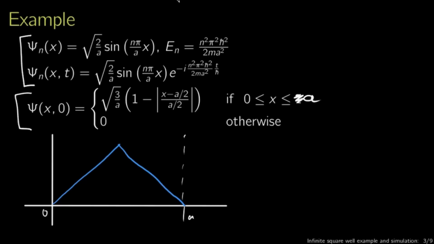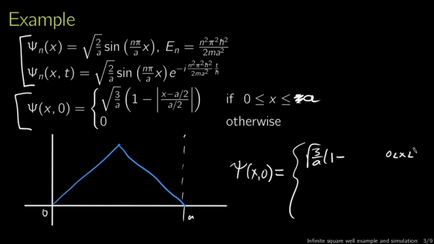One thing that will make this a little easier to work with is getting rid of the absolute values we have here. So let's express psi of x at time t equals 0 as a three-part function. First, we have root 3 over a, 1 minus... Now what we should substitute in here is what we get if, say, 0 is less than x is less than a over 2, the first half interval. In this case, we have something sloping upwards, which is going to end up being 1 minus a over 2 minus x over a over 2.